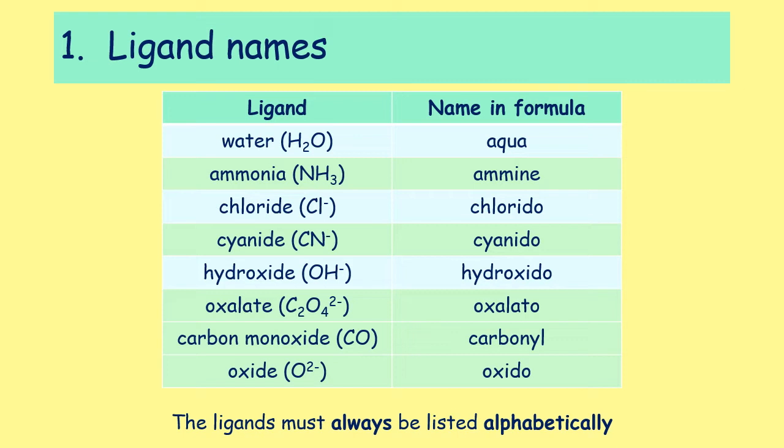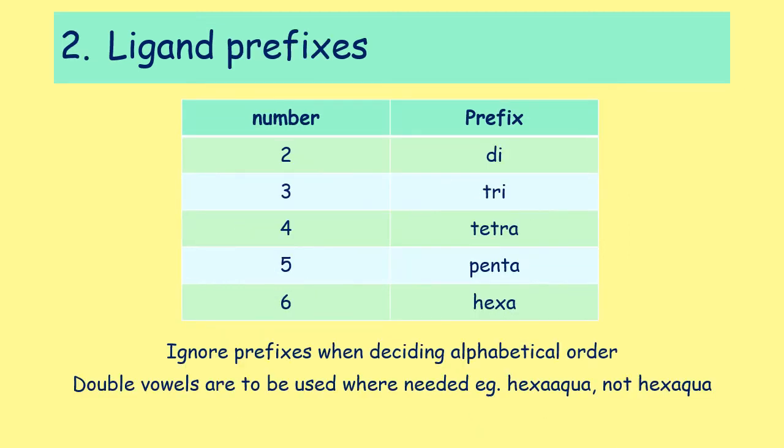And then when it comes to having more than one type of ligand in a transition metal complex, you organize them alphabetically. So amine will always come before carbonyl, hydroxido will always come before oxido. They always go alphabetical. The next rule is the ligand prefixes.